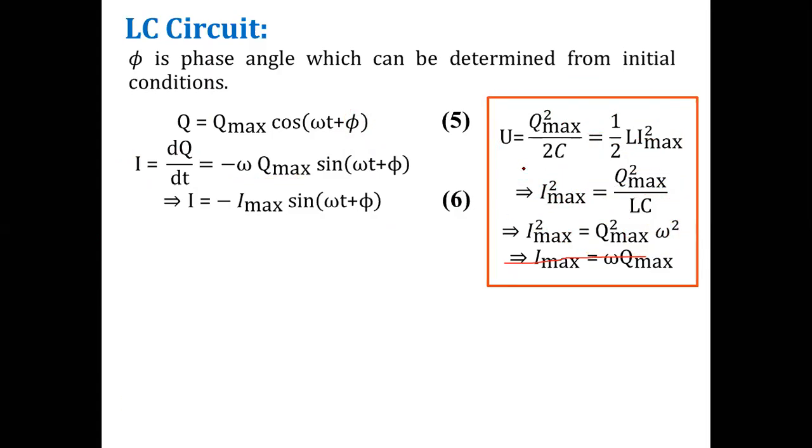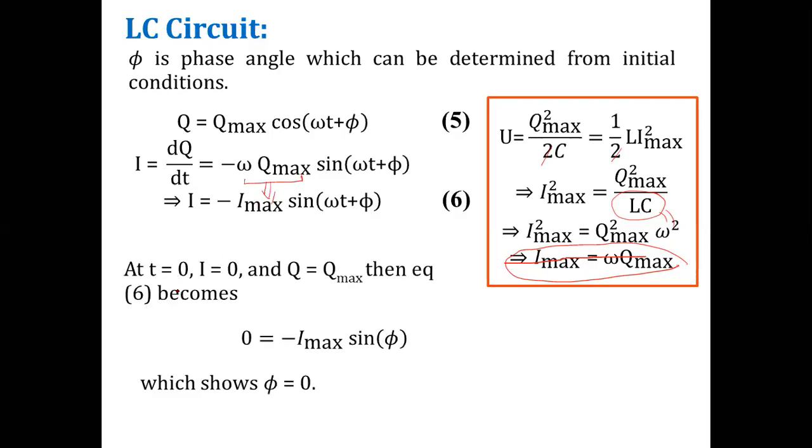We said that your total energy is equal to Q max square over 2C. And this could also be equal to 1 by 2 L I max square. Your 2 will cancel from here. You can say that your I max square is equal to Q max square over LC, or Q max square times 1 upon LC. We proved that this is equal to omega square. So one can say that your I max would be equal to omega times Q max. And that's what has been put here. I have said that omega times Q max is equal to the maximum value of the current in the circuit here.